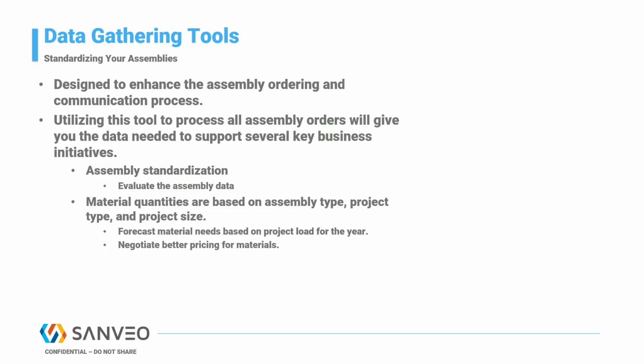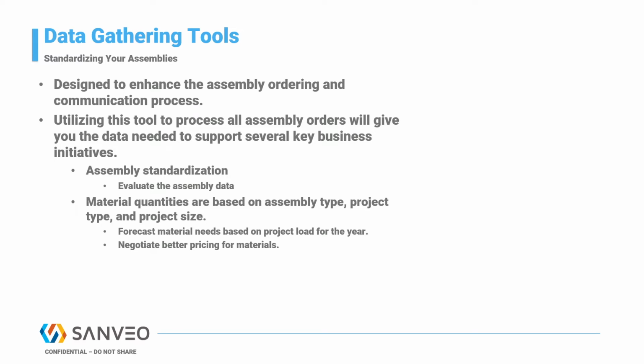Information on the volume or options as it relates to the project types and size can be collected to identify what are the most effective assemblies to standardize on. Knowing what materials to have in stock is also a key element to focus on. Forecasts can be made based on the standard assemblies to be able to forecast what materials are needed based on project load for the year. This data will also allow you to negotiate a high-priced material to be more cost-effective in your assemblies.